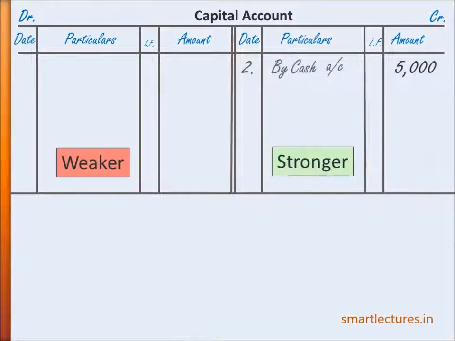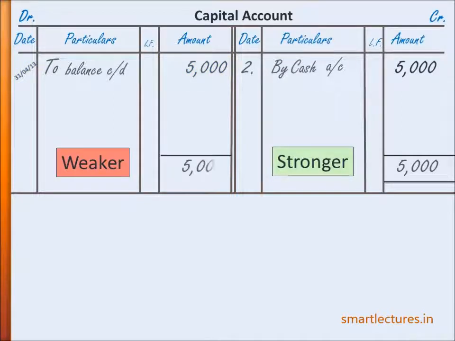Now move to capital account. The total on credit side is rupees 5,000. So on debit side, what will you write down? To balance c/d rupees 5,000. Total on both sides rupees 5,000.